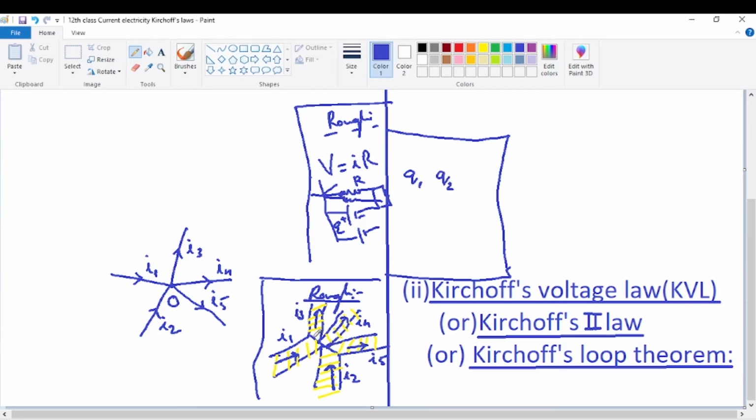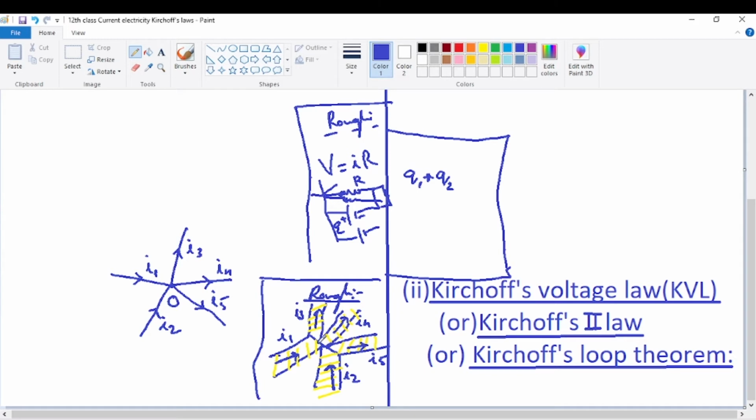The total charge actually flowing out of this cross section, which I am showing with the cursor, where all the 5 conductors are really meeting, is Q1 plus Q2. So in 1 second, the total charge flowing out of this particular cross section is Q1 plus Q2.